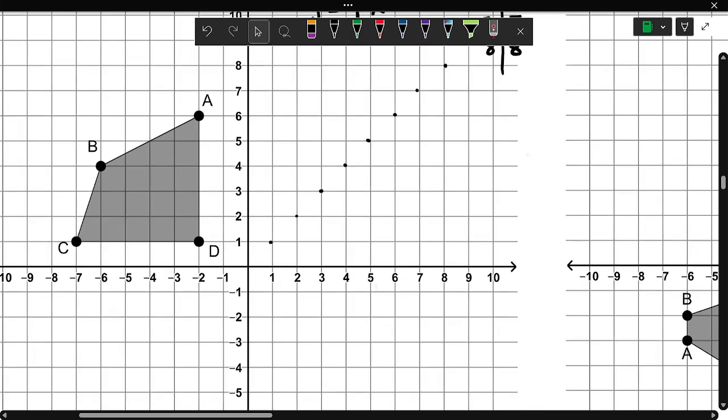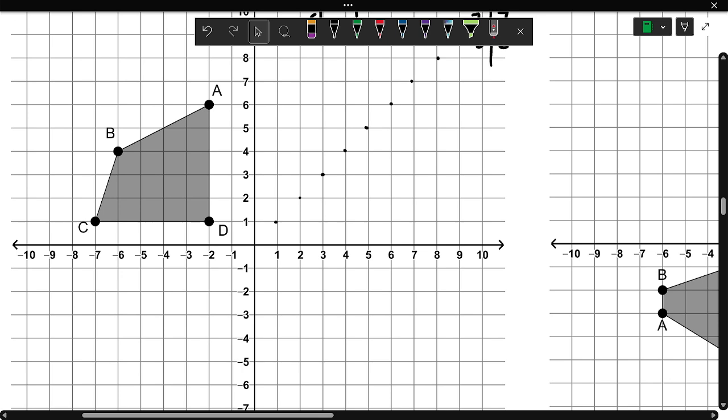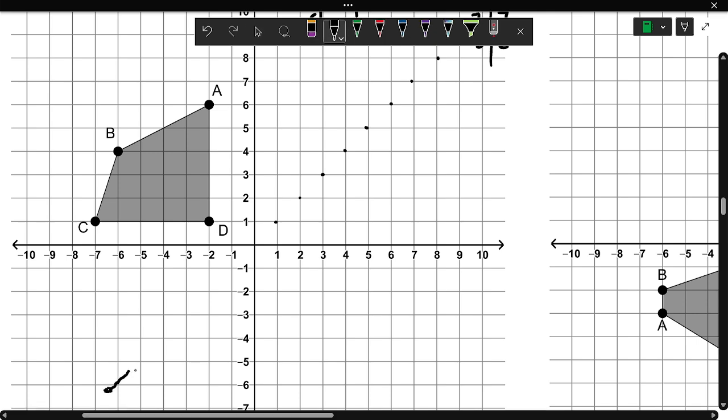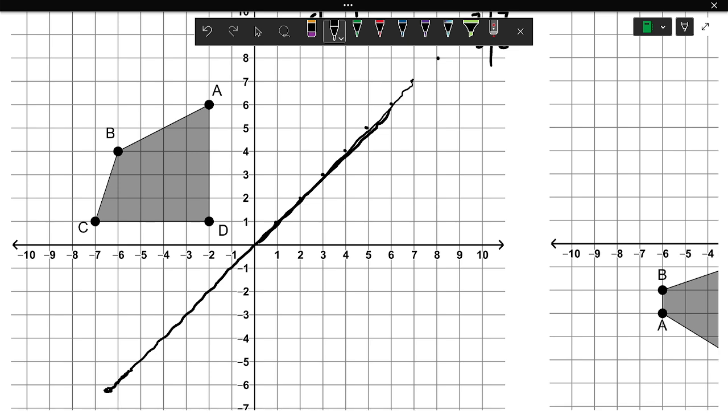A couple things we remember from earlier in the chapter is that when I do a reflection, the image that results is going to be the same distance from the line that I'm reflecting across. So that's an important idea. I'm grabbing a physical ruler, putting it on the screen. I'm trying to draw that line. That's terrible looking. Maybe I'll have to use the electronic ruler, but let's just go with that one for now.